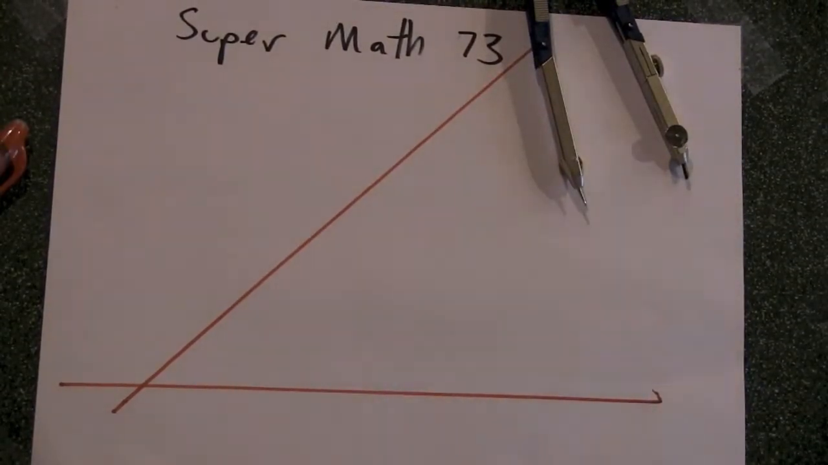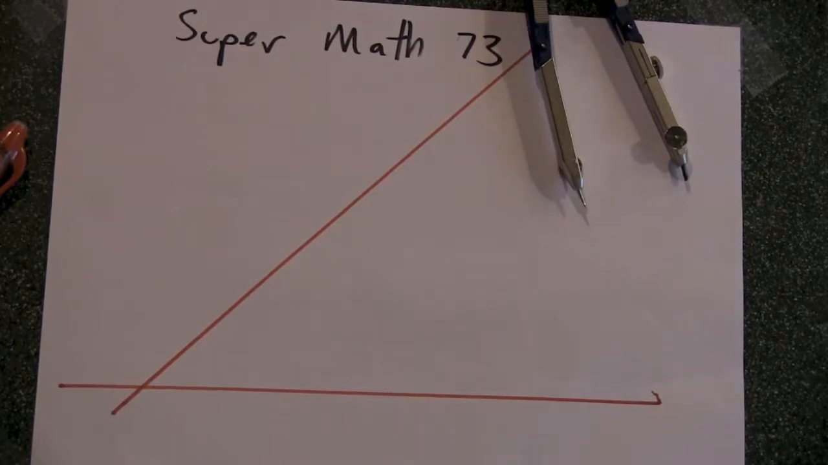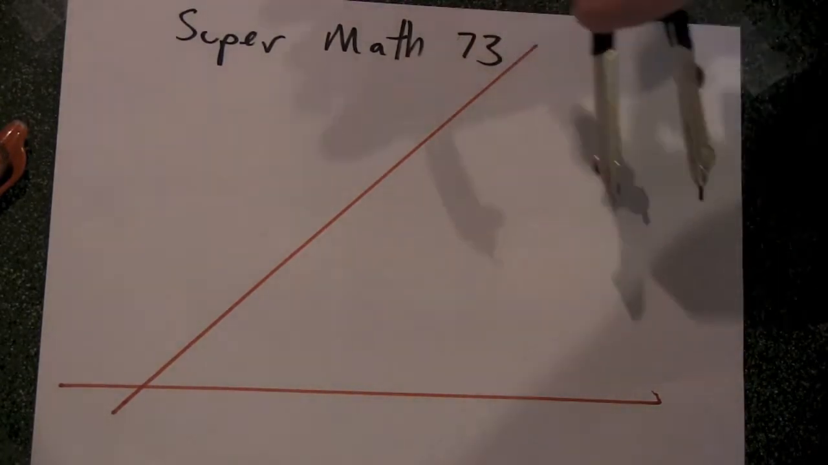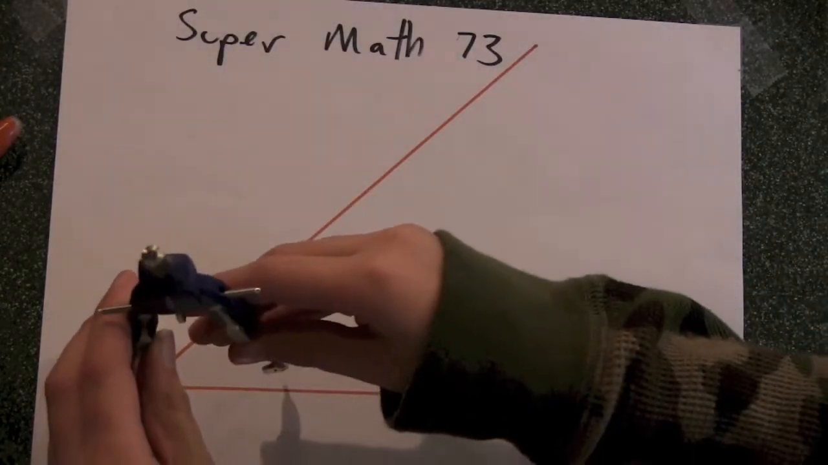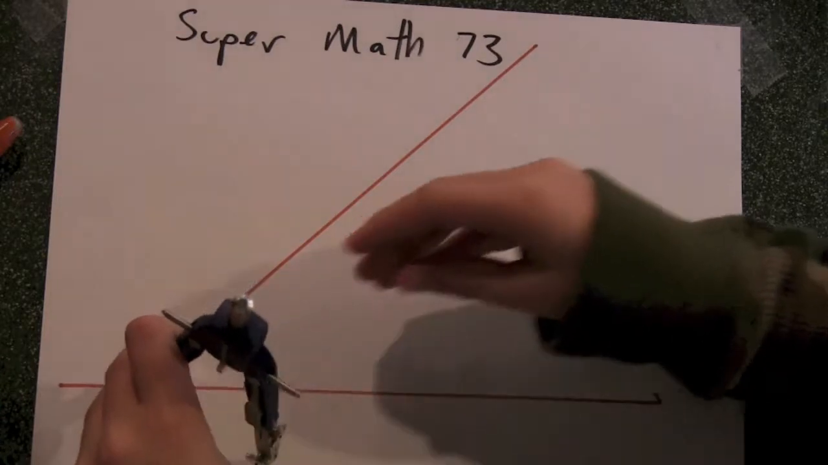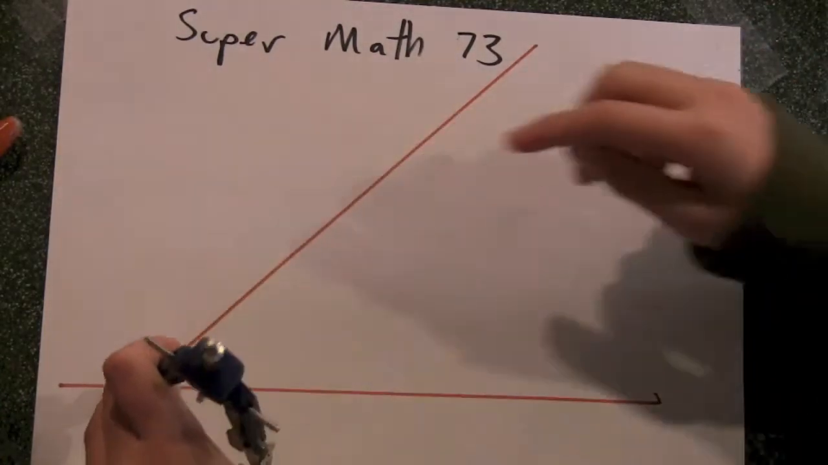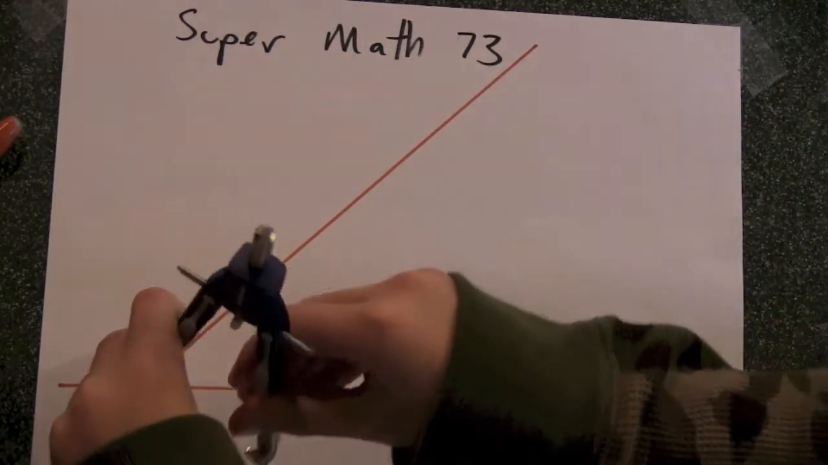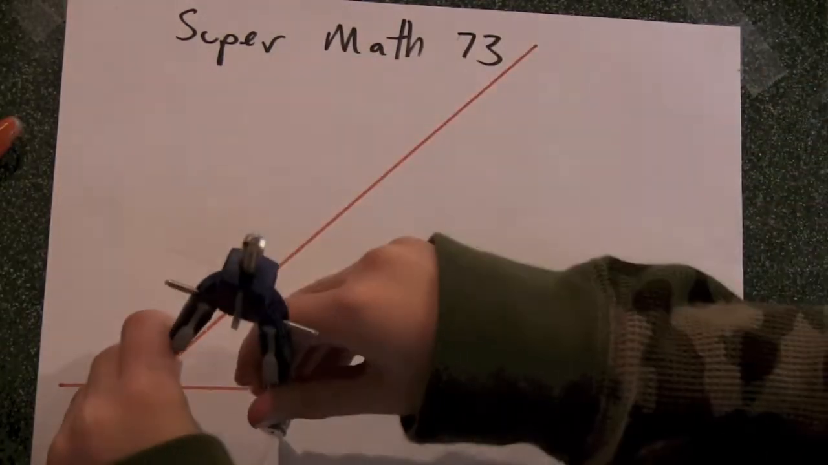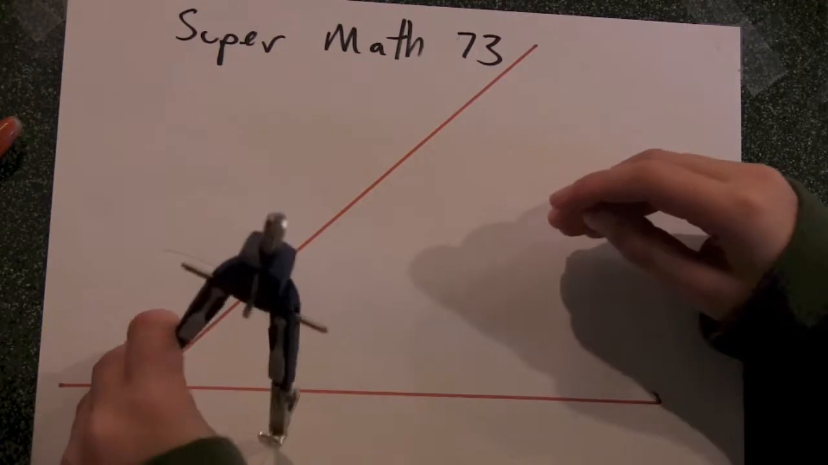SuperMath 73. So today we studied how to construct angle bisectors. I've drawn an arbitrary angle here, and I would like you to demonstrate how to construct an angle bisector. Alright. So I'm going to take just any length here with the point on the start of the angle. What's the start of the angle called? It's the origin. The vertex of the angle.